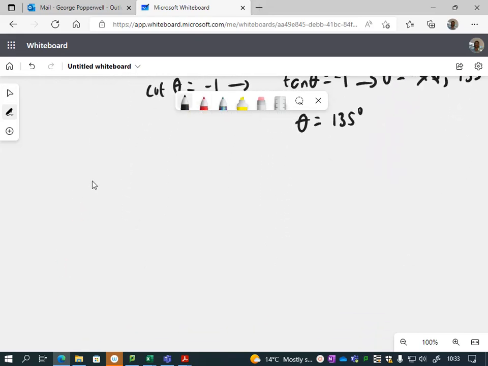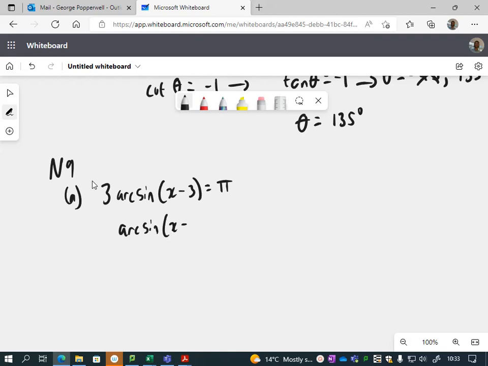Going on to N9, part A, we're asked to solve 3 arc sine x take 3 is equal to pi. First step doing this, I'm going to get the arc sine bit on its own, so divide by 3. So arc sine x take 3 is equal to pi over 3.